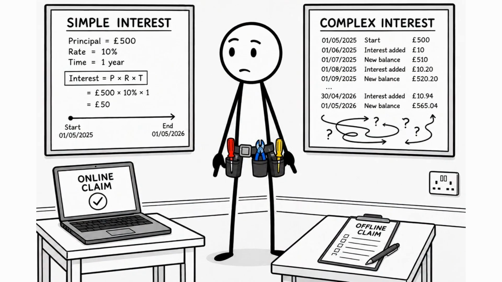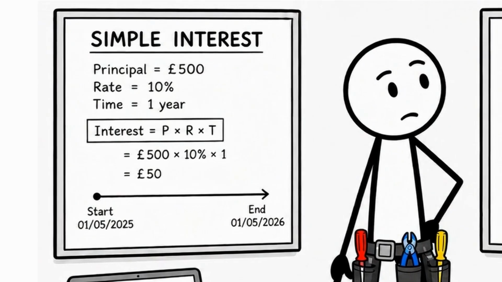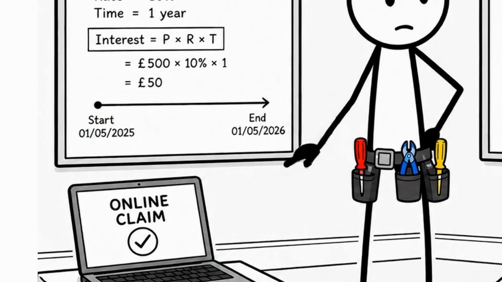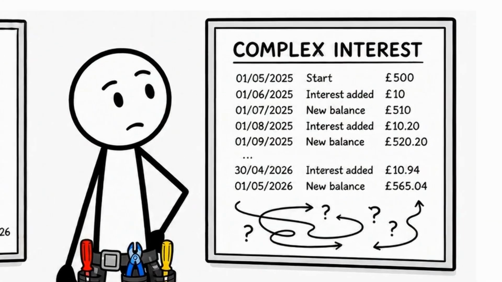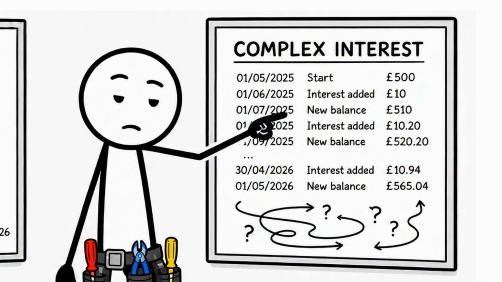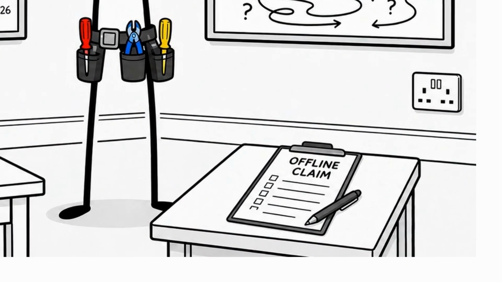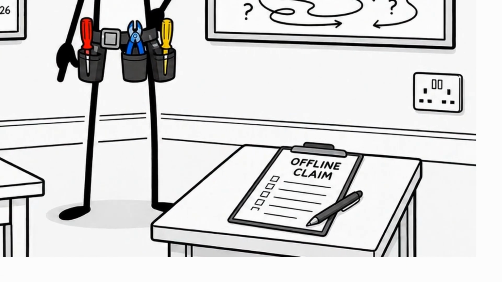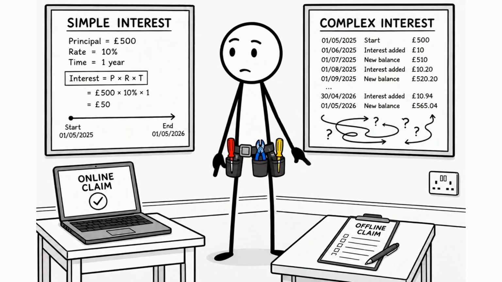Now, a practical point. If the interest is straightforward, meaning one rate and one clear start date, it can usually be included in an online claim. If it's more complicated, like different rates or multiple periods, it may need to be set out in more detail using a physical claim form, meaning an offline claim instead of an online one. That process will be covered in a future video.